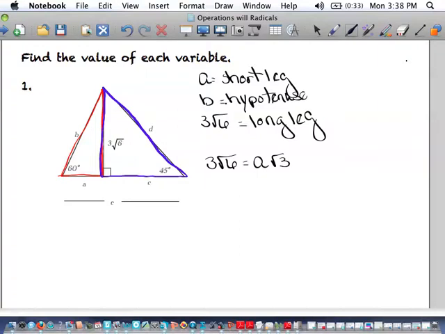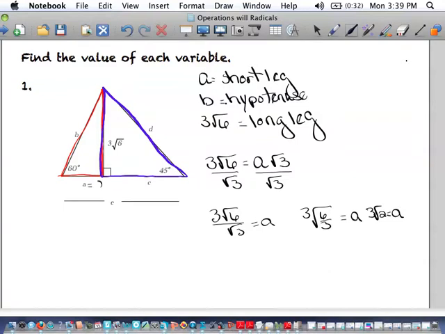I'm going to solve this for A, so I'll divide by the square root of 3. So I have 3 square root of 6 over the square root of 3 equals A. Now remember, I can write that as 3 square root of 6 over 3, and I can simplify that radicand at that point, and that will give me 3 square root of 2 is the value of A. So 3 root 2 is the value of A.